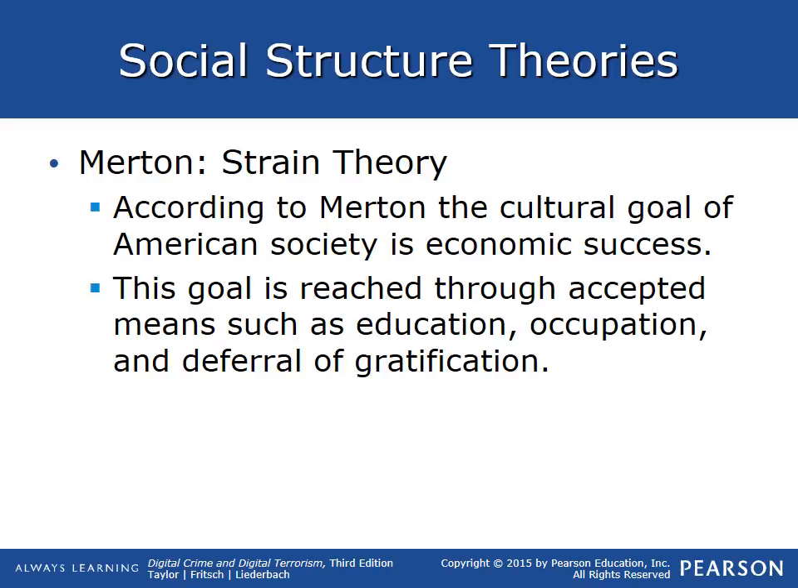Okay, so Robert Merton's version of strain theory states that the cultural goal of the American society is economic success. Everybody wants to be rich. The goal is reached through accepted means such as education, occupation, and deferral of gratification. So in other words, we follow the rules. We get a job, and our job gets us a paycheck, and we are able to create a good living for ourselves. And that will bring the things that you want.